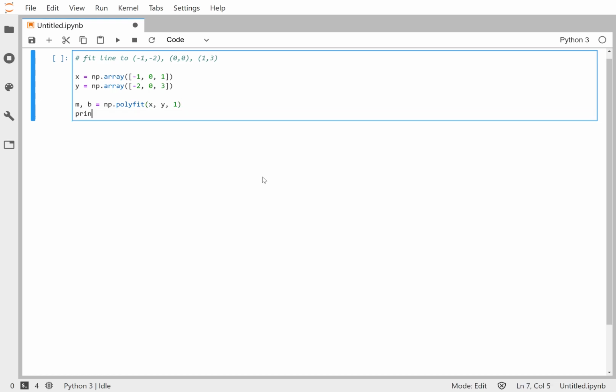And then let's print these out and see if it matches our result from before. So we're going to do here something like m equals m and b equals b. And we probably want to round this to some number of decimal places. Let's do like 2 decimal places.